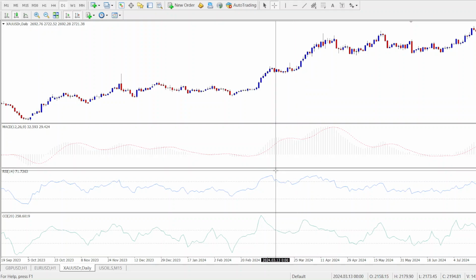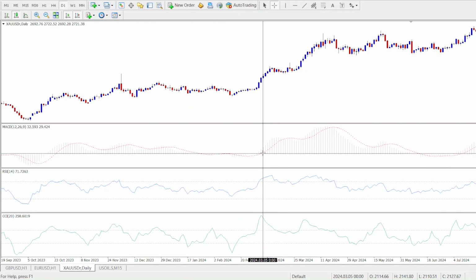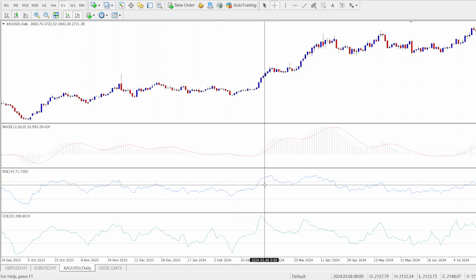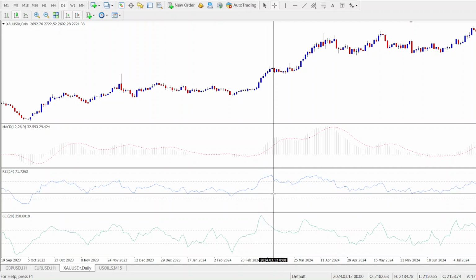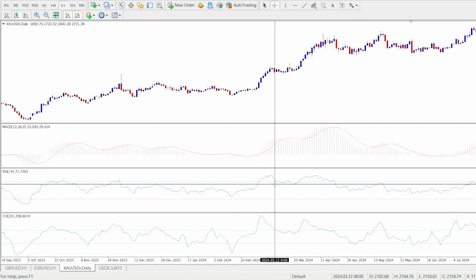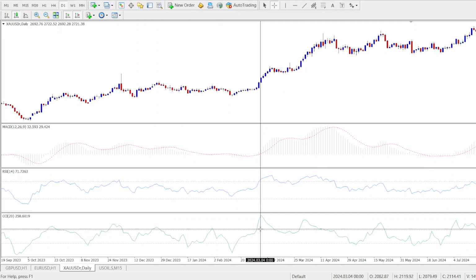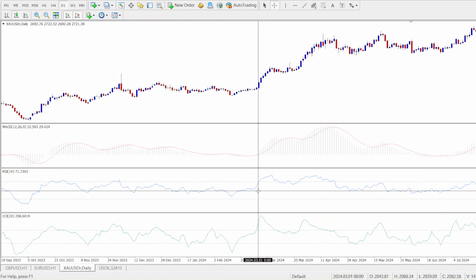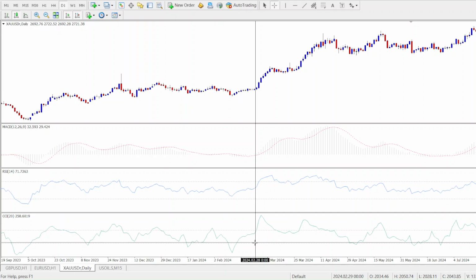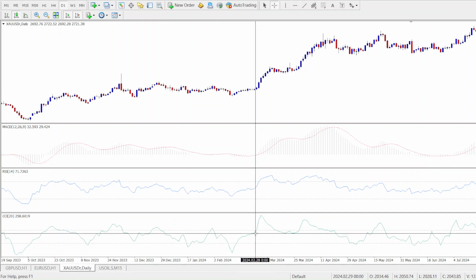However, when you have the RSI trending upwards and the MACD crossing above the zero line, it gives a bullish confirmation. Then the CCI also confirms the trend if the CCI is above the minus 100. You can see that it's above the minus 100.